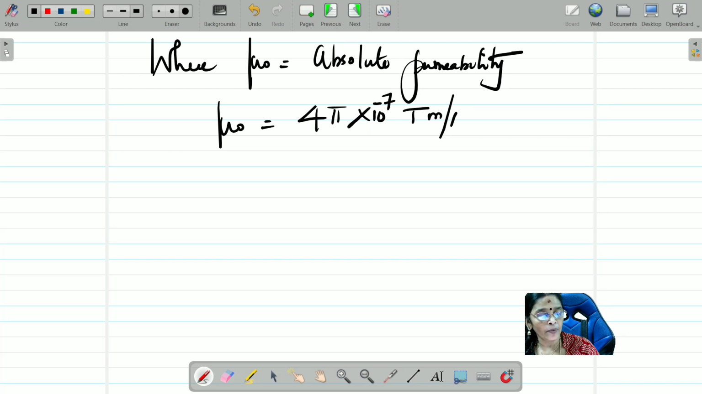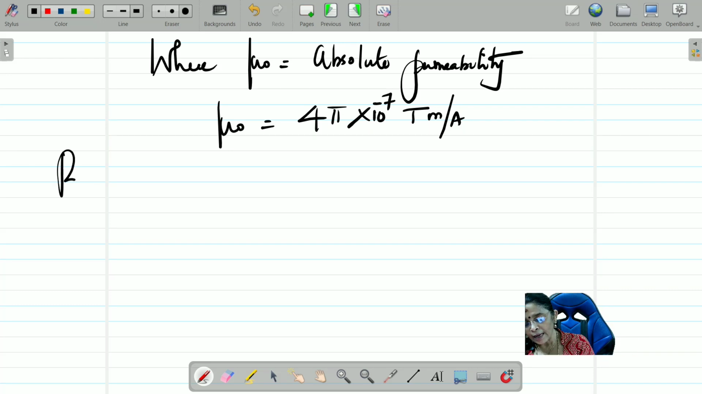Tesla meter per ampere. What is Tesla, children? Which unit is Tesla? We have seen it at the very beginning. Tesla is the unit of magnetic field. Is it scalar or vector? Vector. What's the direction of magnetic field? General direction is always from north to south. But here, for a current carrying conductor, what's the direction? If the current flows upwards in a current carrying linear conductor, the direction of magnetic field will be anti-clockwise. If current flows downwards, clockwise. So mu naught is absolute permeability.